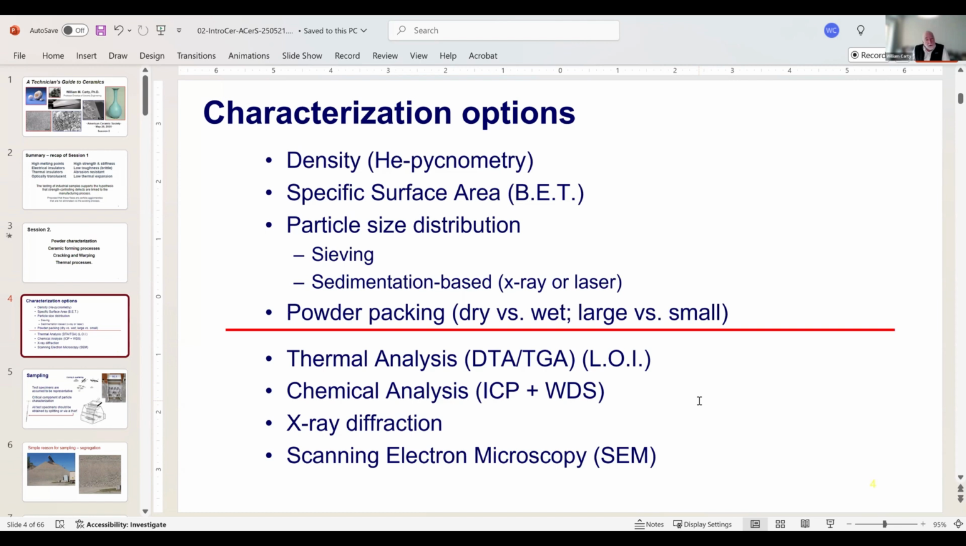If you had a carbonate, of course, it would be useful because you'd see the evolution of CO2. Chemical analysis is quite valuable, but very few people do that in-house. That's done essentially outsourced to a commercial lab, and it is valuable.